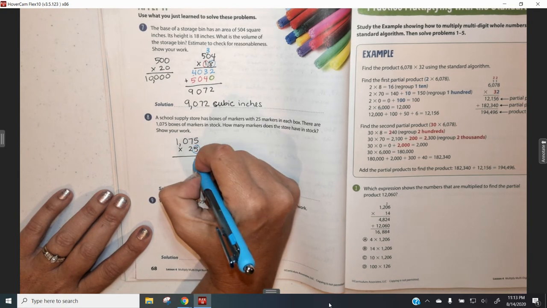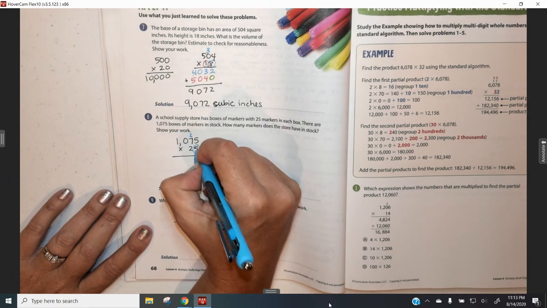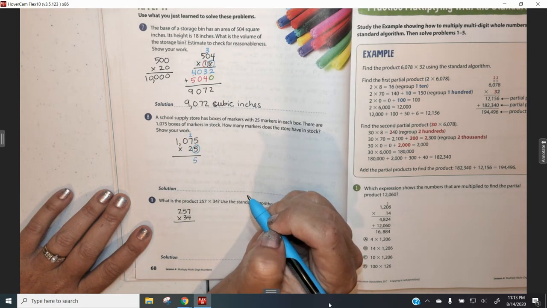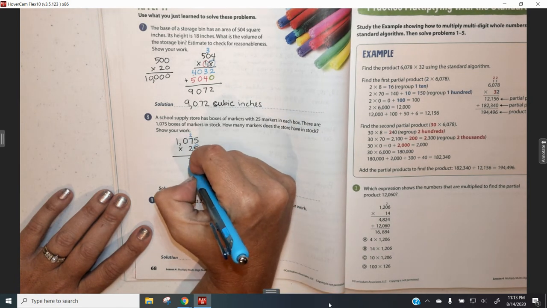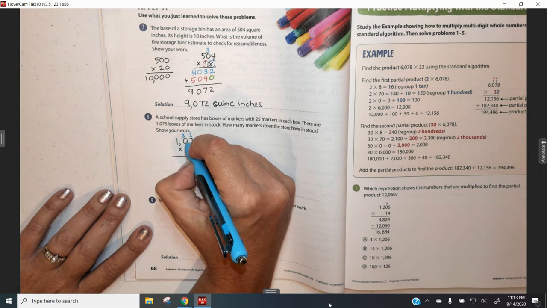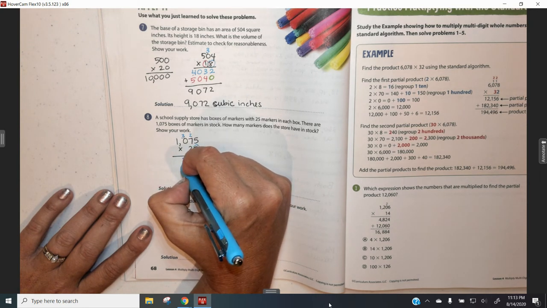So 5 times 5 is 25. 5 times 7 is 35, plus 2 is 37. 5 times 0 is 0, plus 3 is 3. 5 times 1 is 5.